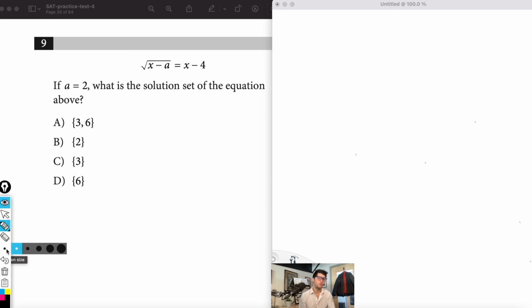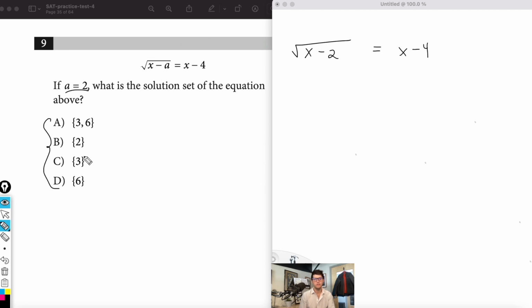Okay, folks, test 4, number 9. This is the classic example of where picking real values or using the values given to you is the key. So, they tell us a equals 2, so we can just plug that in to begin with. And the picking real values approach means literally just put these values in.